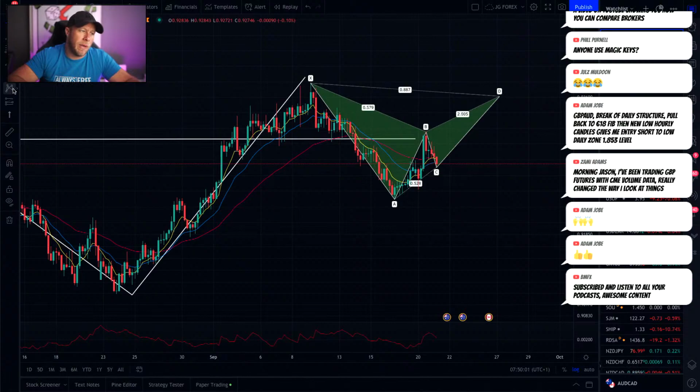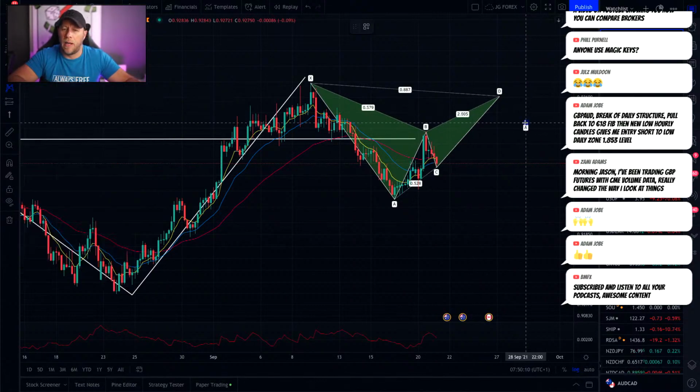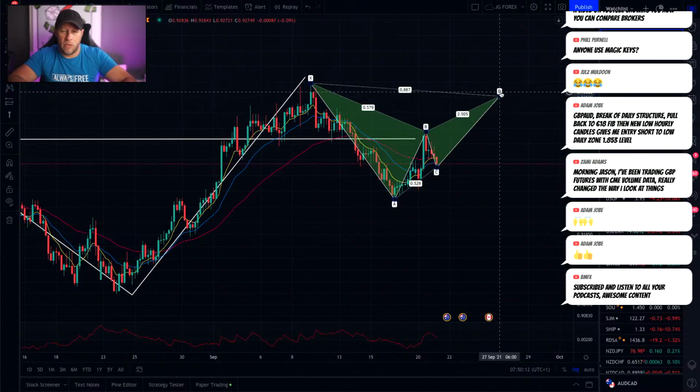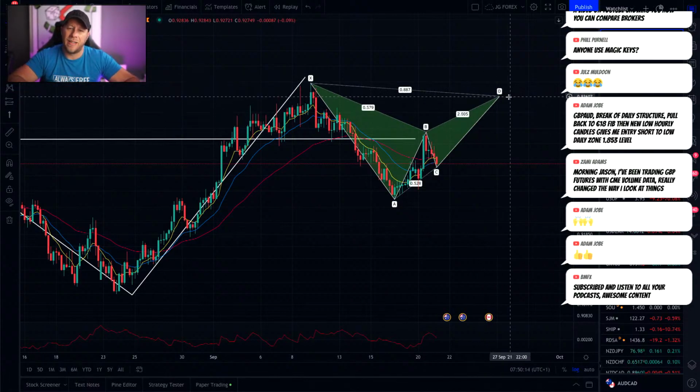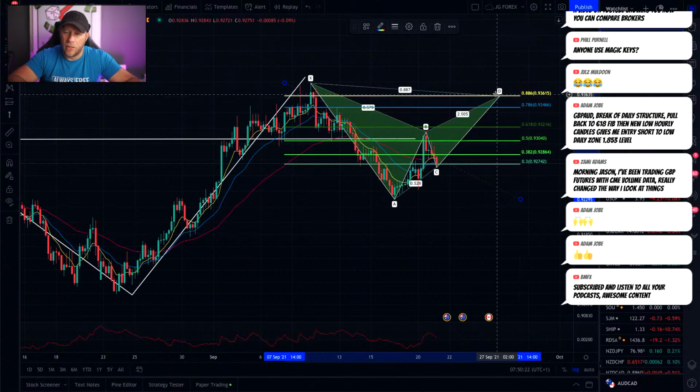If you're using a TradingView platform, you can just go to this little icon here and you've got a series of advanced pattern tools. This is the XABCD pattern, where you're going to be able to draw that out. And it's the 0.886 completion. All right, so if you bring on the Fibonacci retracement tool and go from X to A, you're going to see that 0.886 is at 93.61, which would be the completion point of the pattern.